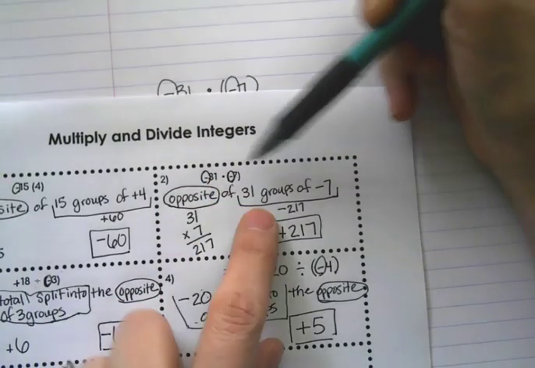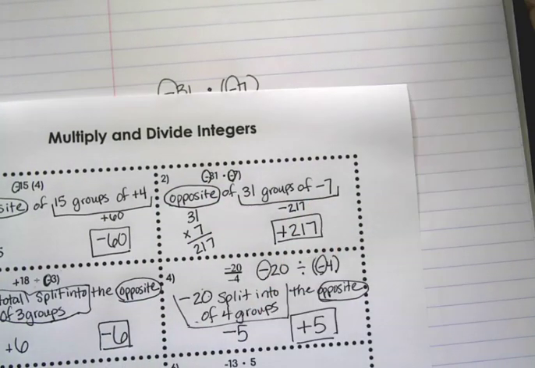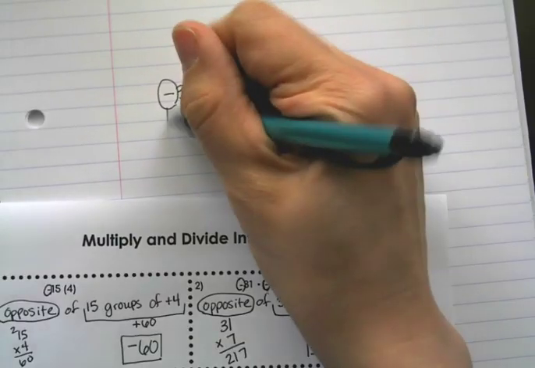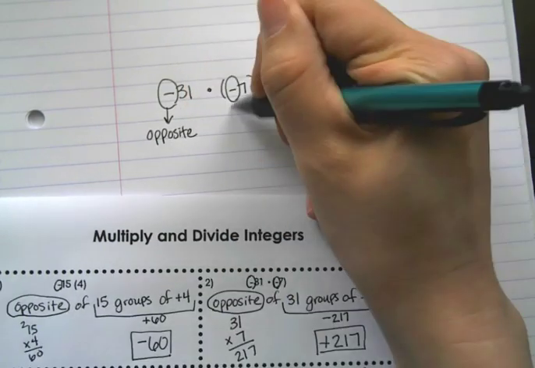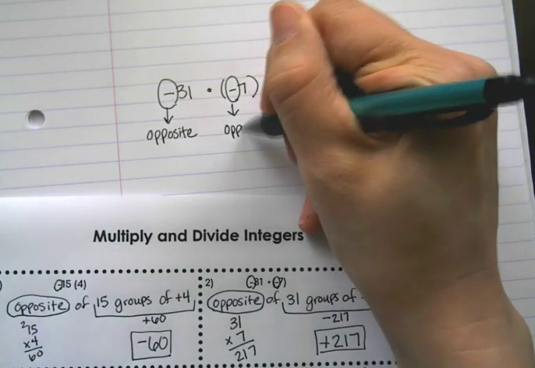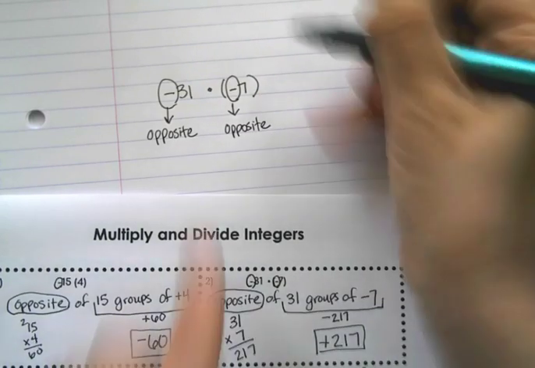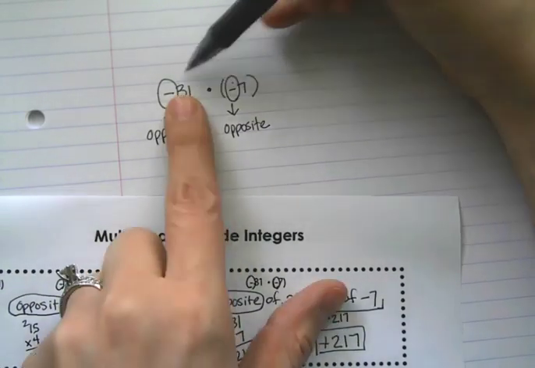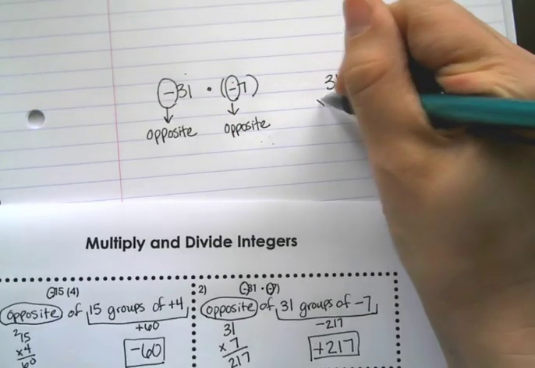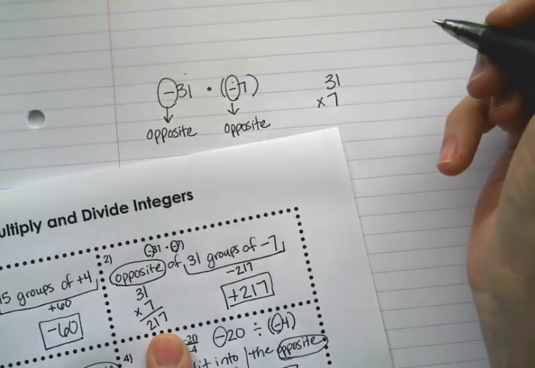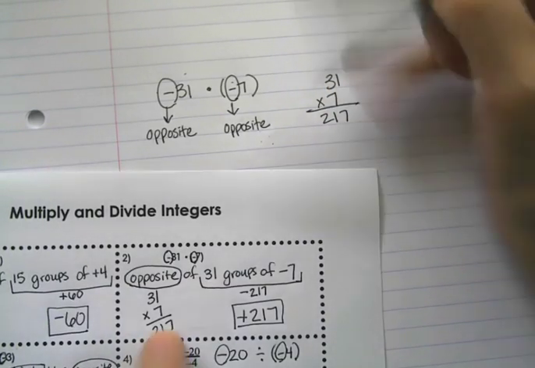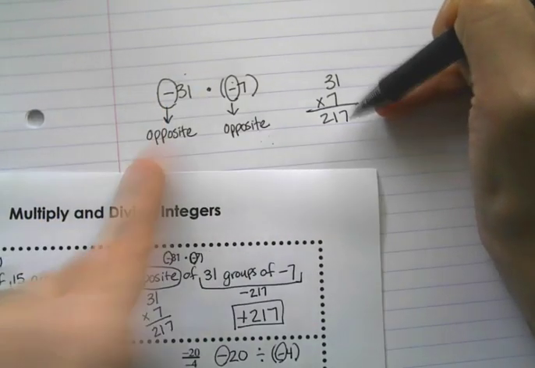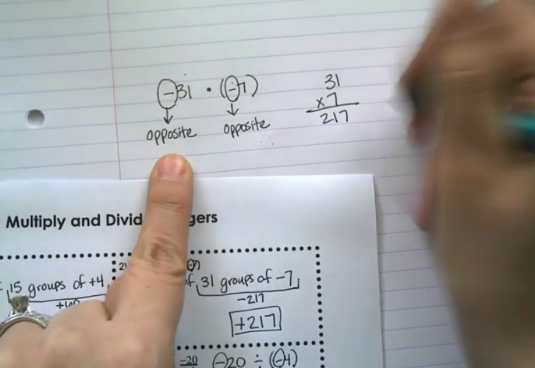Now, what we've been doing is saying the opposite of a group of negatives, which is one way to solve it. But I can also say that this means the opposite of the opposite. And then I can pretend like there's no negatives and say 31 times 7. Now we already said that 31 times 7 is 217. So now that I've done that, I can remember that every time I have an opposite, I have 217, I need to take the opposite of that.